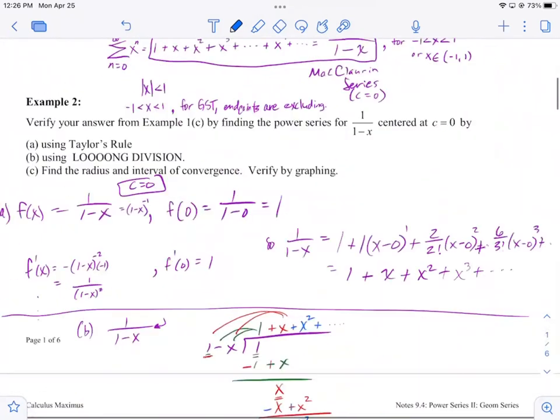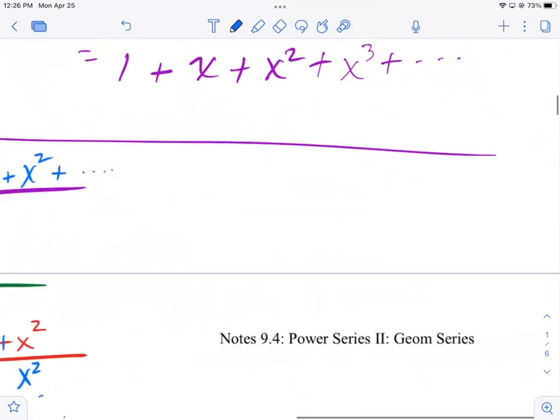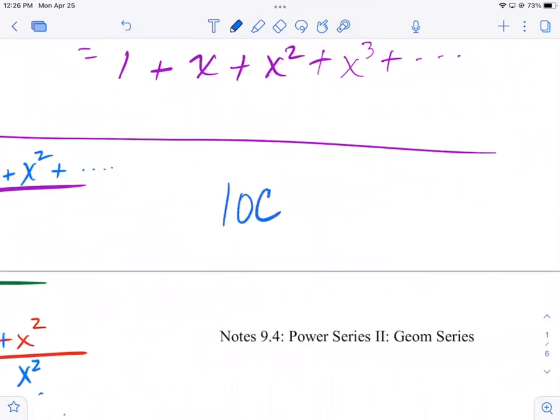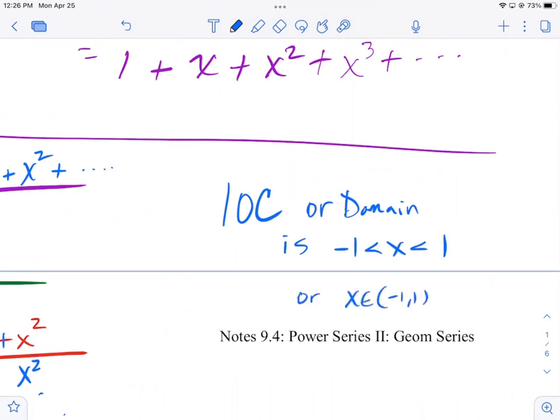So what would be the interval of convergence for all of these? The interval of convergence, the IOC, or the domain is, again, we've already talked about -1 to 1, or x epsilon -1 to 1. No endpoints.